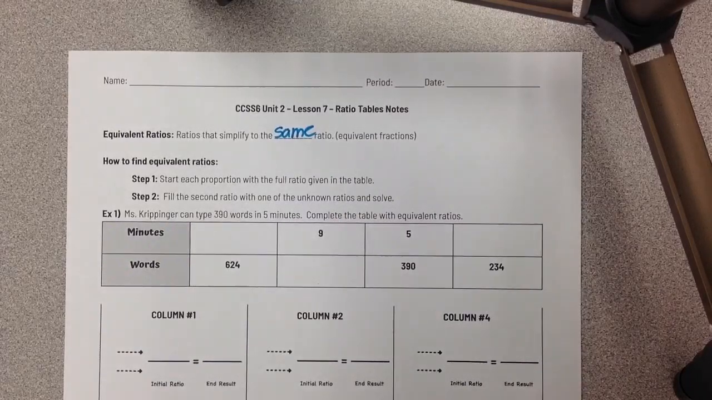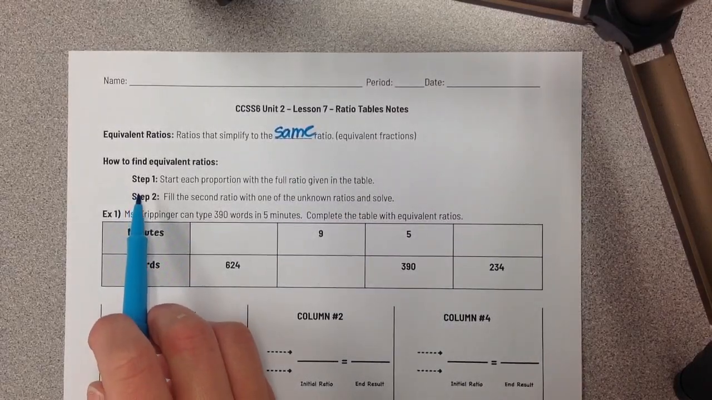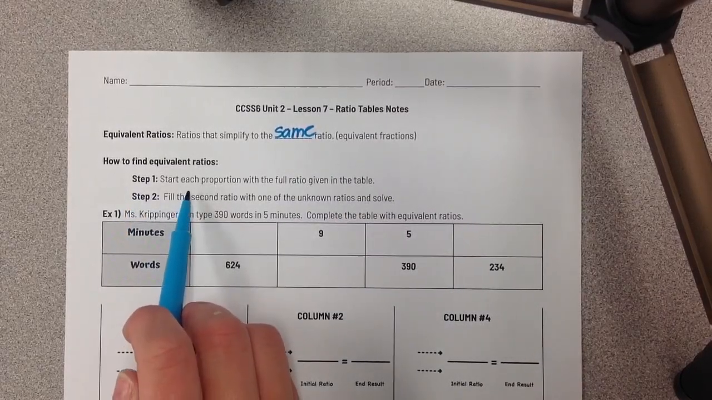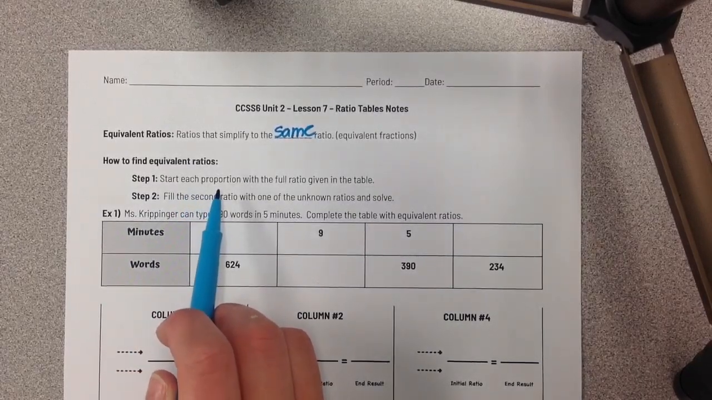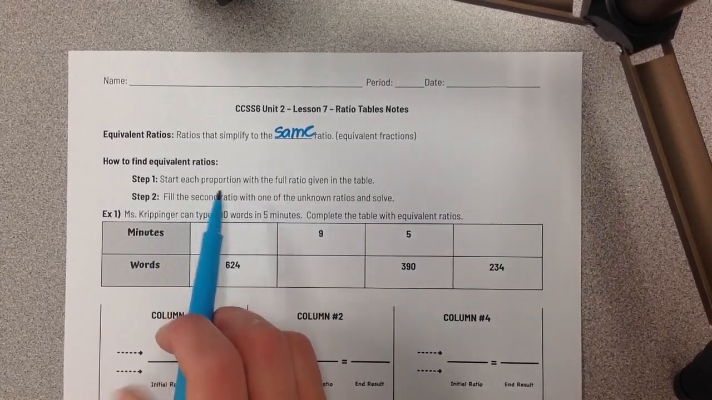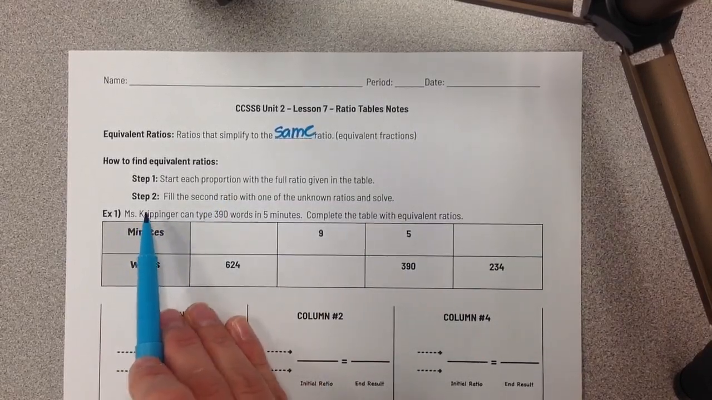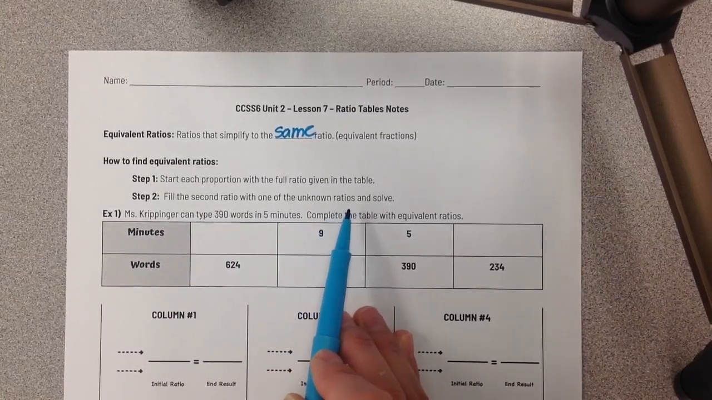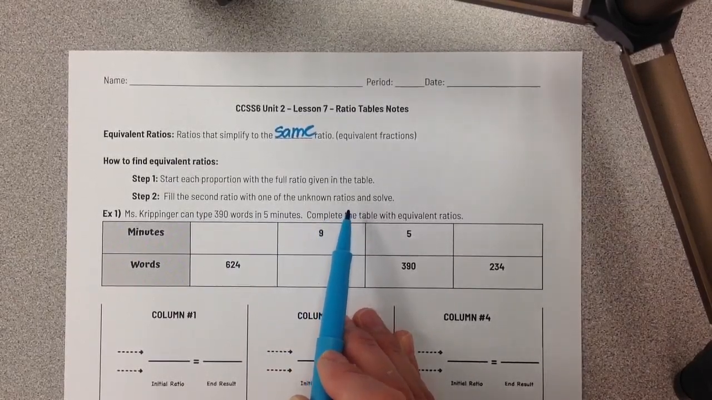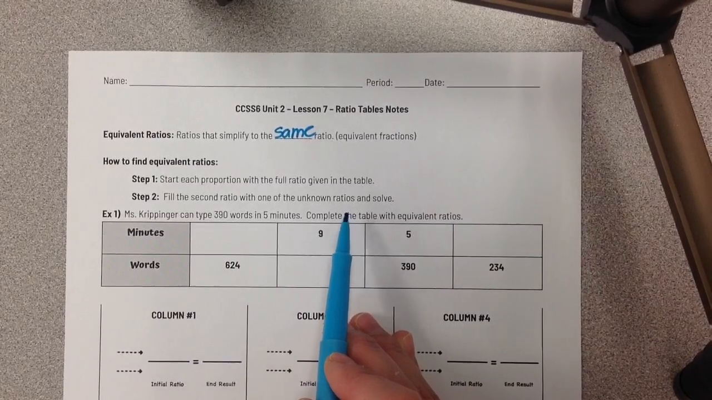There are two steps to finding equivalent ratios. Step 1, you start each proportion with the full ratio given in the table. Again, we're going to be using proportions to solve, which you should all be experts at. Step 2, find the second ratio with one of the unknown ratios and solve. So we're going to be setting up proportions and solving for unknown values just like we've been doing.